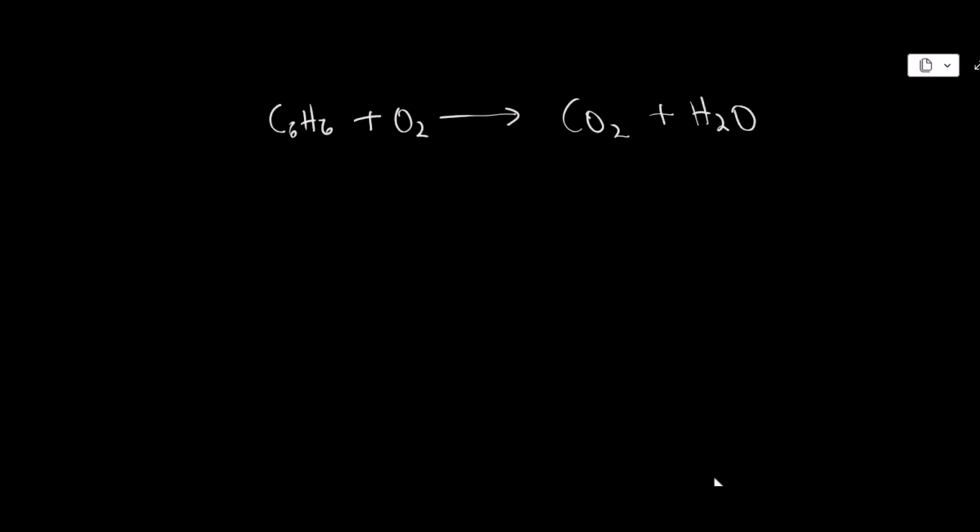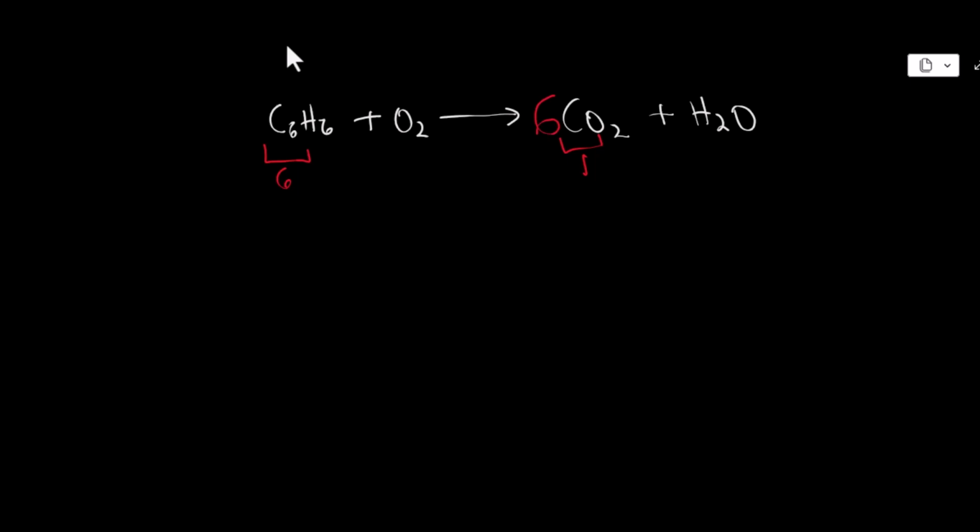Now, anytime we are balancing chemical reactions, our primary goal is to make sure that the number of atoms on the left-hand side and the right-hand side are all the same. Now let's start by balancing the carbon atoms. So we see that there are 6 carbon atoms on the left, but only one on the right. So what we are going to do is we will put 6 in front of the CO2.